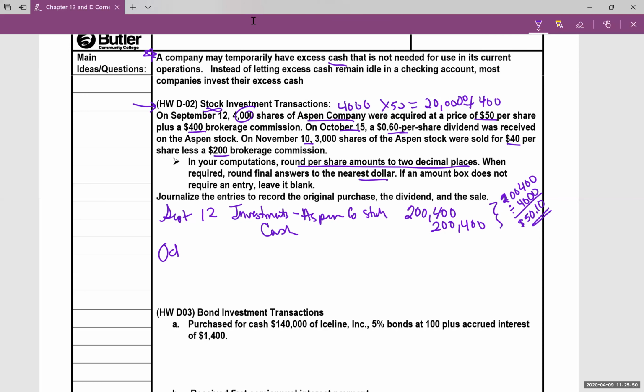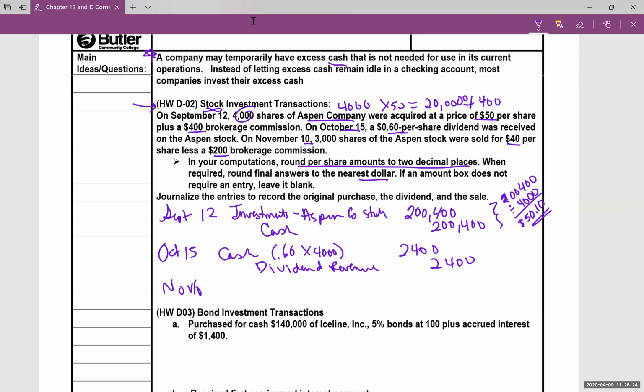Okay, then on October 15th, if you recall, a 60-cent dividend was declared. So they got some nice cash. This is why they're investing. They got 60 cents times their 4,000 shares that they purchased. So they got 2,400. And we're going to credit that to dividend revenue. Dividend revenue, 2,400.